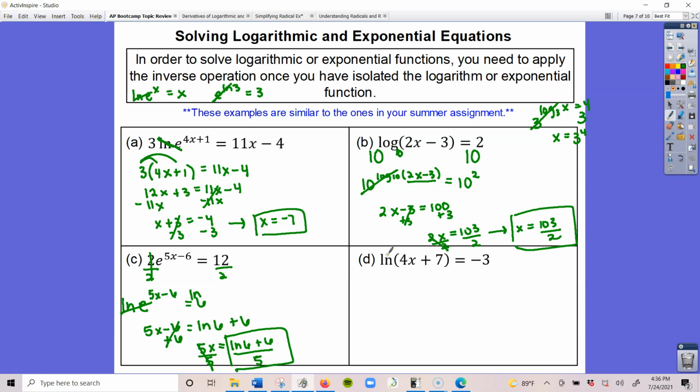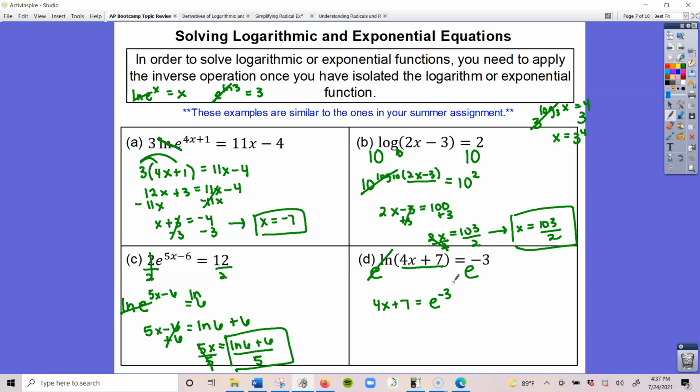Now over here we have the ln of 4x plus 7 is equal to -3. In order to cancel out the ln, the inverse operation would be e. So we're going to apply e to both sides, making this the exponent. So e raised to ln, remember they cancel. This moves down, so 4x plus 7 is equal to e raised to the -3. And now we're going to solve for x.